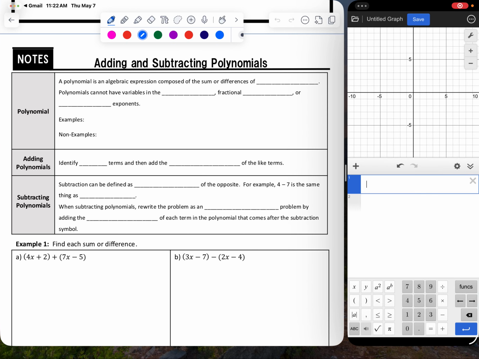In today's lesson, we will be exploring the adding and subtracting of polynomials. Before we do, let's look at a definition of polynomials. So a polynomial is an algebraic expression composed of the sum or difference of monomials, expressions with one term.